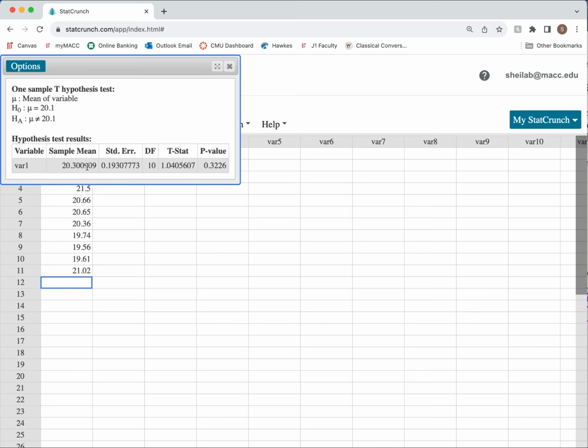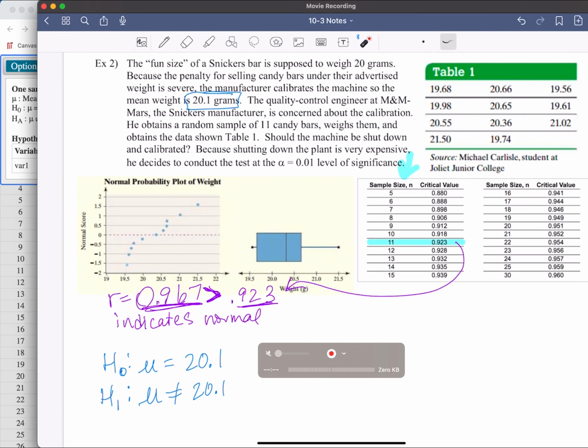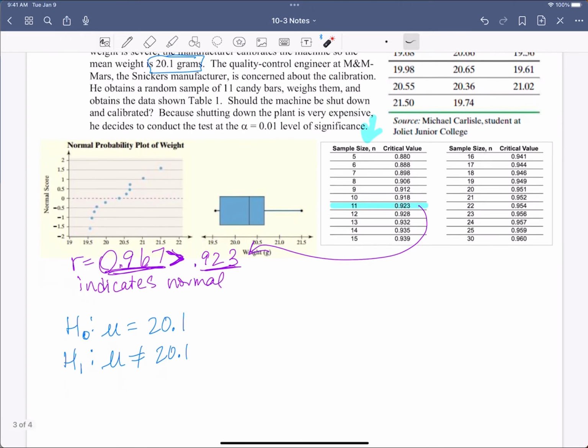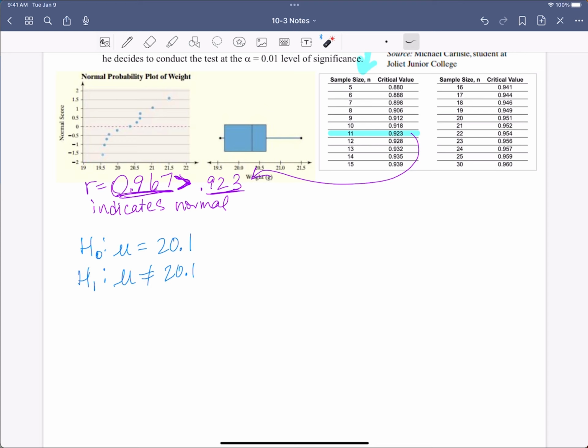Right? So our p-value, see, there's the mean. Oh, that's not standard deviation, that's standard error, which is something different. It tells you what the mean is, but we don't need that because it automatically throws down our p-value for us. 0.3226. So our p-value is 0.3226. The p-value is equal to 0.3226.